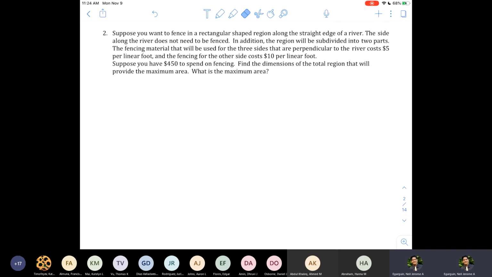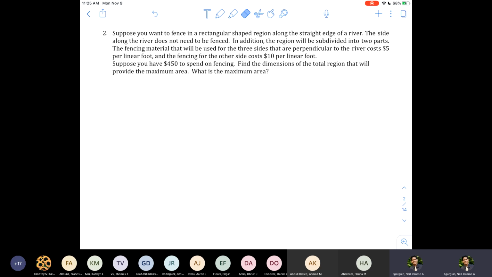Okay, let me proceed to problem 2. Problem 2, suppose you want to fence in a rectangular shaped region along the straight edge of a river. The side along the river doesn't need to be fenced. In addition, the region will be subdivided into 2 parts. The fencing material that will be used for the 3 sides that are perpendicular to the river costs $5 per linear foot, and fencing for the other side costs $10 per linear foot. Suppose you have $450 to spend on fencing. Find the dimensions of the total region that will provide the maximum area.